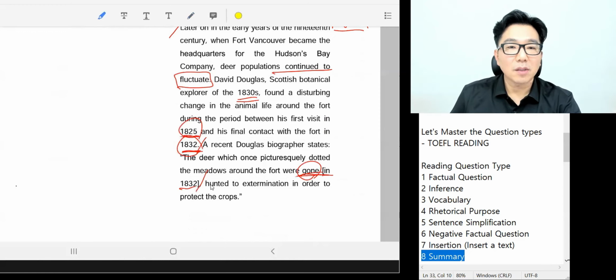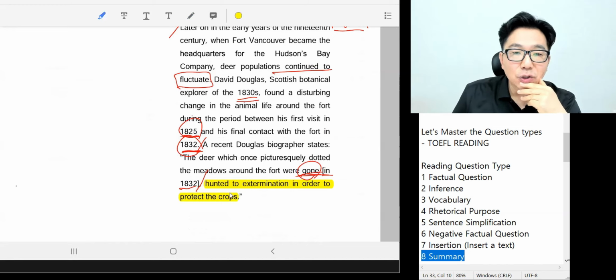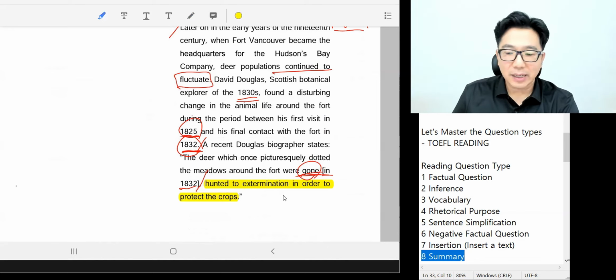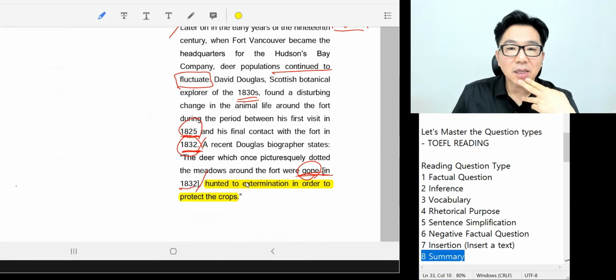So here we go. We got one. Okay, these are the main keywords. All right. So one reason for fluctuation in numbers of deer, especially going down, not back up, is people hunting so many deer. Extermination means like mass murder, or you kill everything in sight. That's extermination, isn't it? Right? So the reason for fluctuation, especially going down in numbers of deer, one of the reasons is people hunting deer to extermination in order to protect the crops.